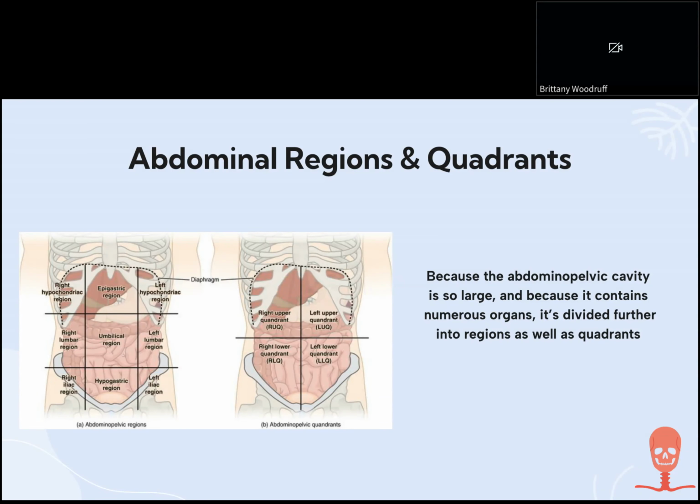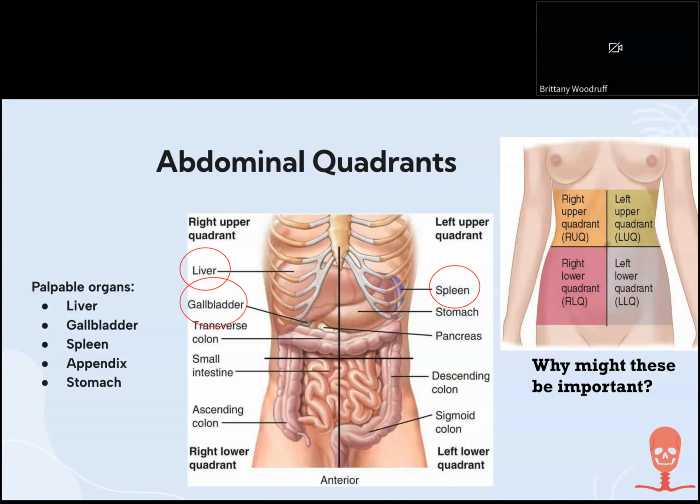What does quad mean? 4. There's 4 quadrants. It's really easy. They're not named like the epigastric or anything like that. It's literally just right upper, left upper, right lower, left lower. We want you guys to know the locations of 5 organs, and that's it.